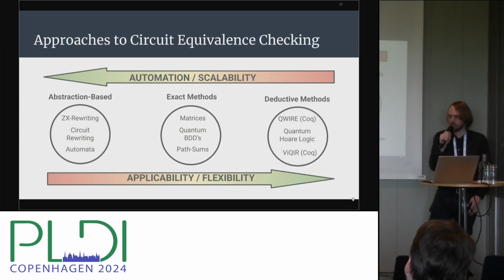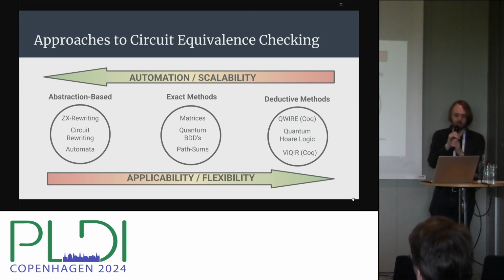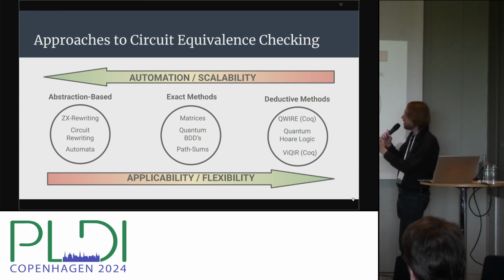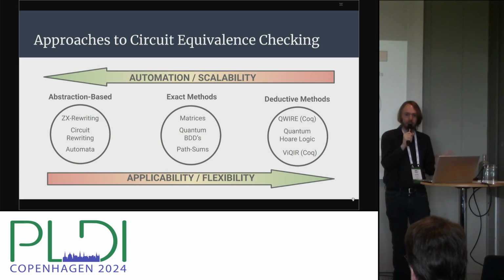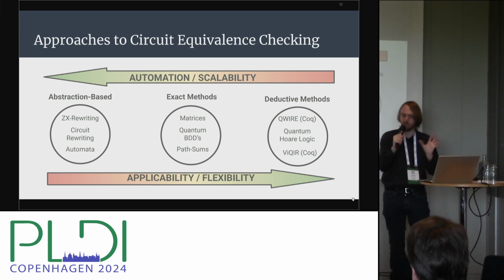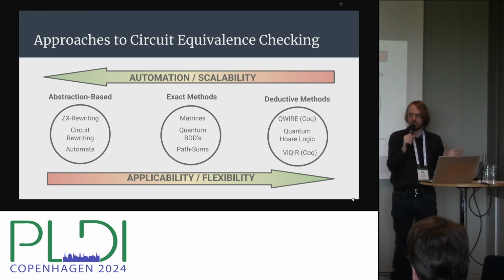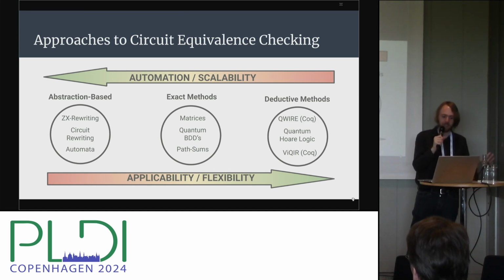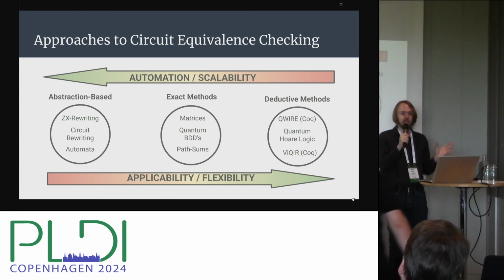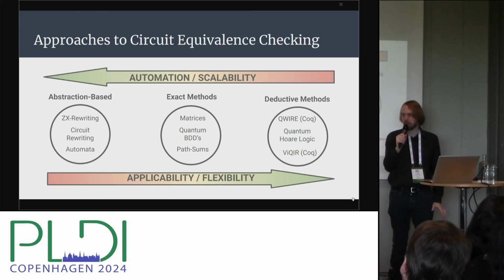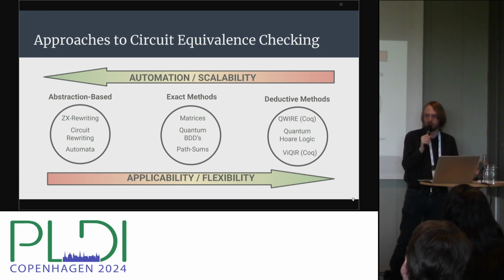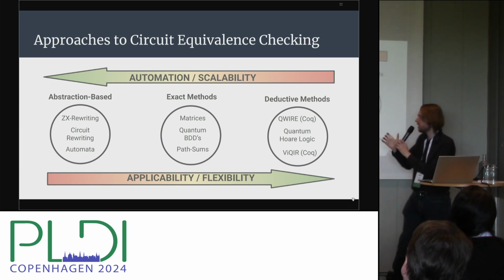So there's a lot of approaches to this and verification in general. I've just tried to group them together to highlight where we are. You have a lot of rewriting based techniques that usually look at fragments of, let's say, the ZX calculus, for example, or specific fragments of circuits. These fragments have decidable efficient procedures to figure out if circuits are equal. There's also some work with automata. Kind of in the middle, you have exact methods. The simplest example would be matrices or more sparse representations, for example, BDDs, binary decision diagrams, path sums, stuff like that. And then on the further side, you have more deductive methods.